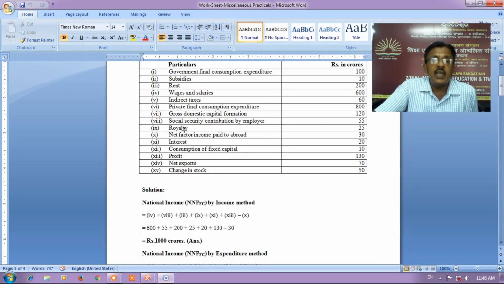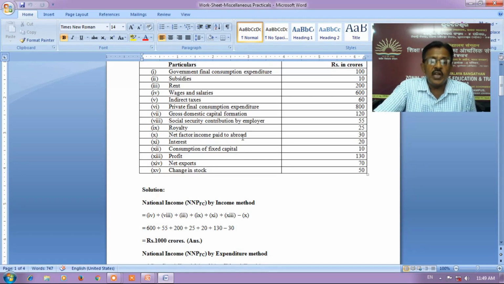So it gives the compensation of employees. Then item number 3, that is rent. Item number 9, that is royalty. Item number 11, that is interest. Item number 13, that is profit. So these, item number 3, 9, 11 and 13, are operating surplus. You see. Then minus mixed income, which is not given over here. Minus this item number 10, that is what? Net factor income paid to abroad.